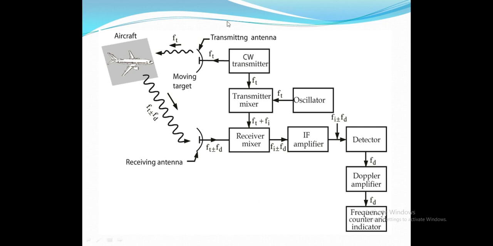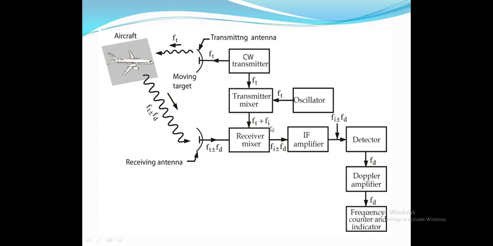Once again, I will repeat once. Here the continuous wave transmitter will produce the continuous wave frequency of Ft. This signal is radiated towards the target by using this transmitting antenna. The transmitted signal Ft and IF oscillator frequency Fi are mixed by using this transmitter mixer, and it will produce the output Ft plus Fi.